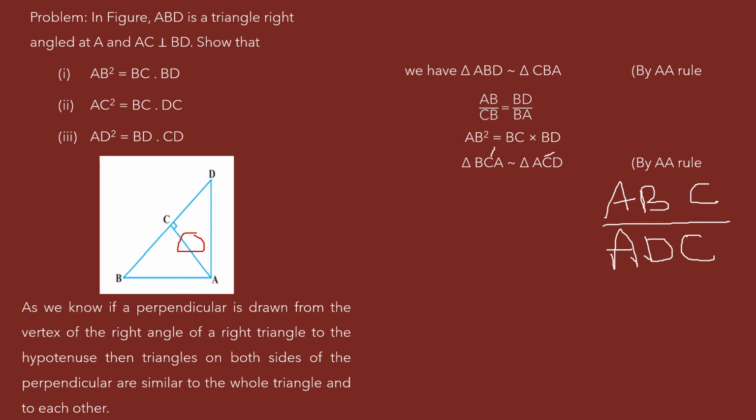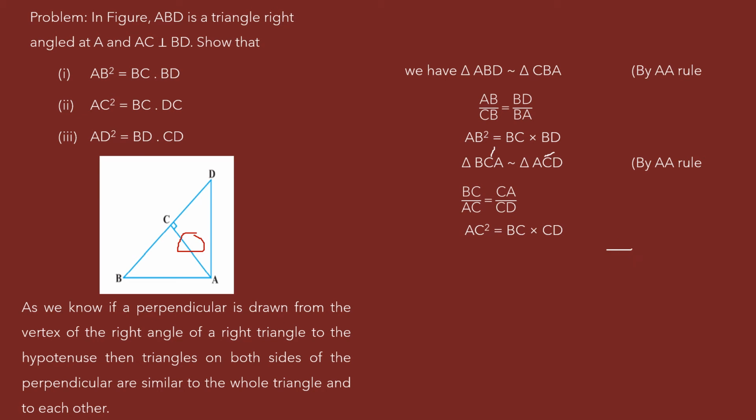Now by using this, BC by AC is equal to AC by CD. Now go for cross multiplication. AC square is equal to BC into CD. Just practice it, you will get it, no issue. Similarity, then we use the AA rule here. In this case we have taken the two small triangles.